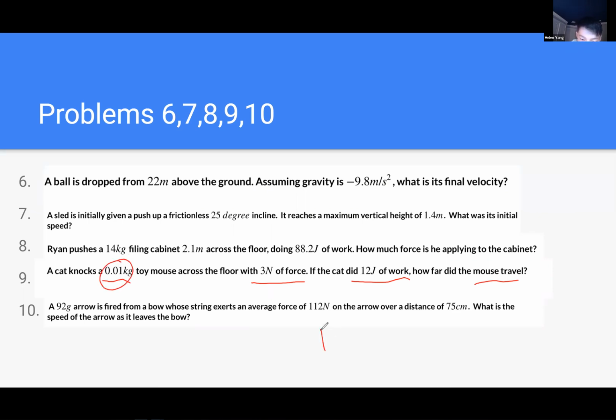So you can use the equation work is equal to force times displacement. You get that the work is 12 joules and the force is 3 newtons. And so you get d is equal to 12 over 3, which is 4 meters.